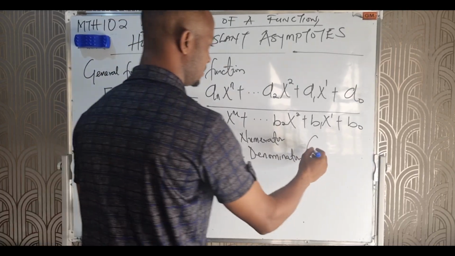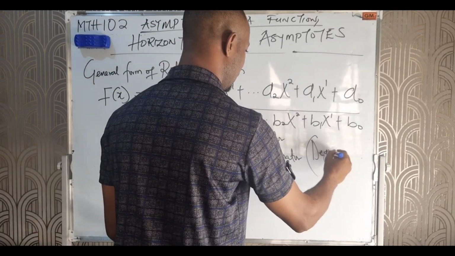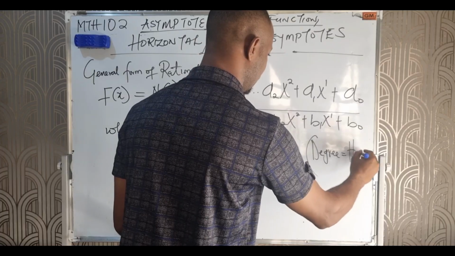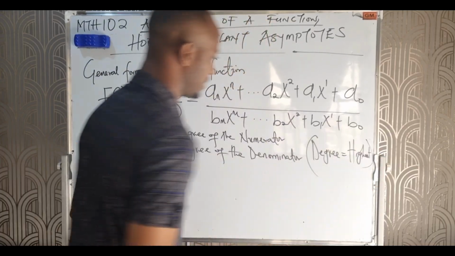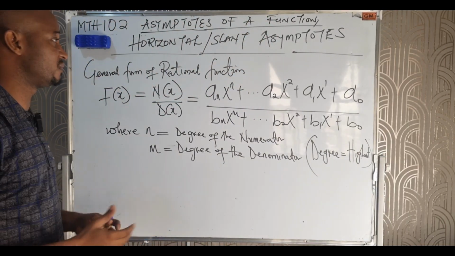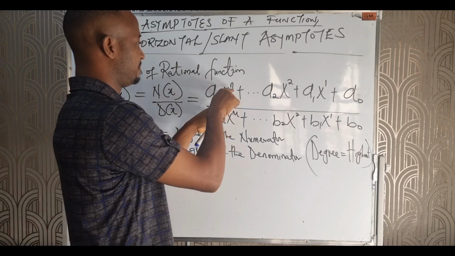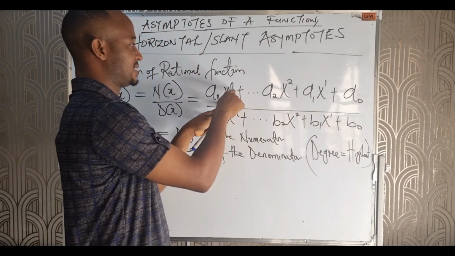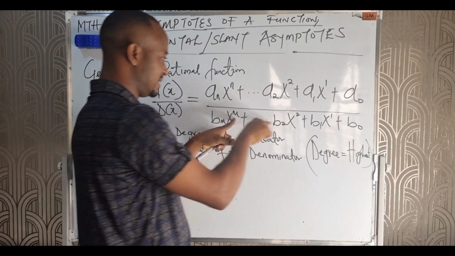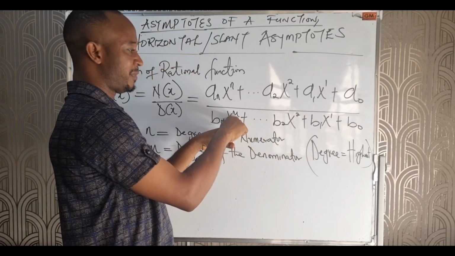The word degree simply means highest power, right? Don't forget, when you hear the word degree of the numerator, it means the highest power. Since the power is decreasing, the highest power is n. Since the power is decreasing from 2 to 0 in the denominator, the highest power here is m.